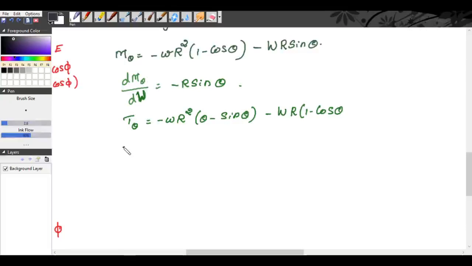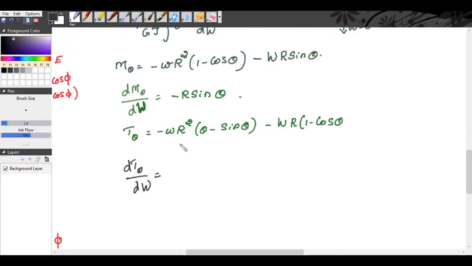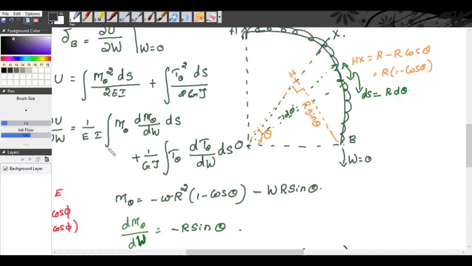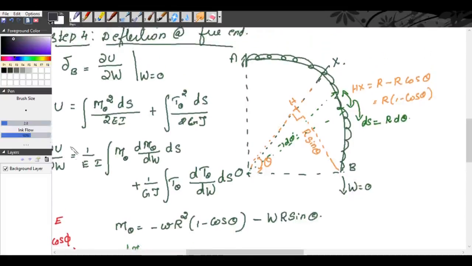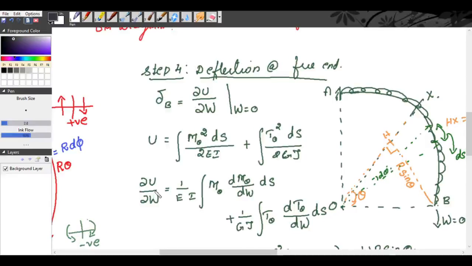So first of all, we will find dT theta by dW. Here there is no W term; we have the W term only here. So we get minus R into 1 minus cos theta. Now we will substitute in this equation, dou u by dou W.